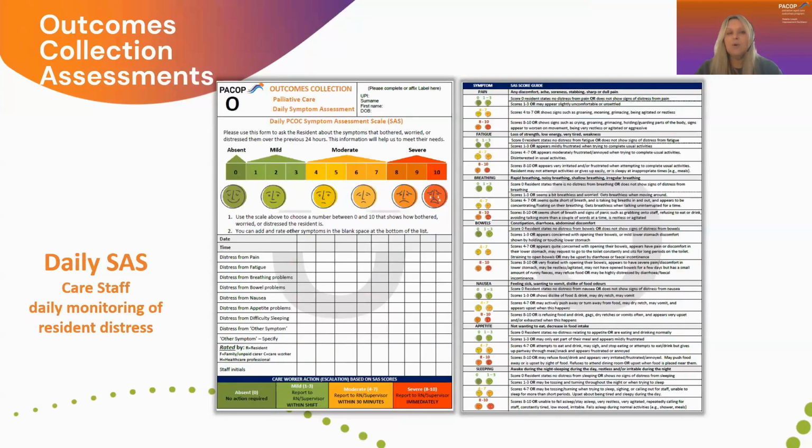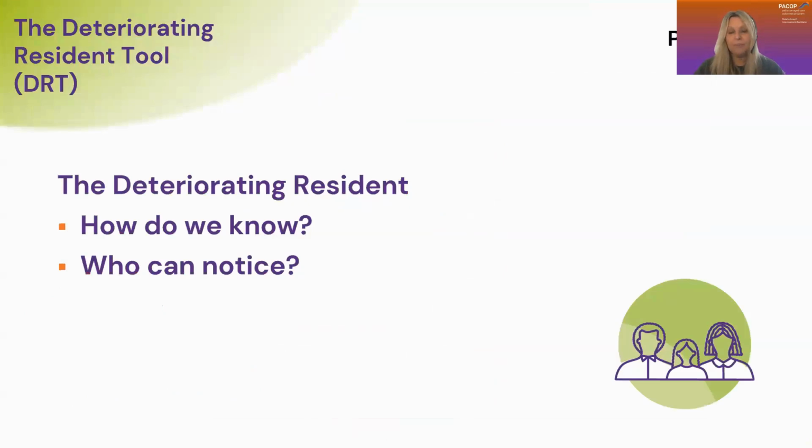And then alongside, of course, that outcomes form is this daily SAS form, which we ask and train the care staff to use to have those great conversations with the residents that we've identified to be in outcomes, with the sole purpose of getting information so that we can make sure we are addressing what is of concern to them, what's worrying them, what's going on in their head. If we don't know about it, we can't fix it. This is another valuable tool. But again, this isn't the topic of today, so we'll keep moving on.